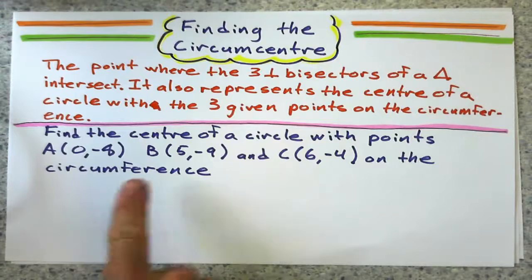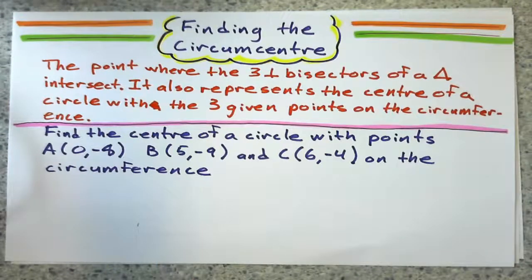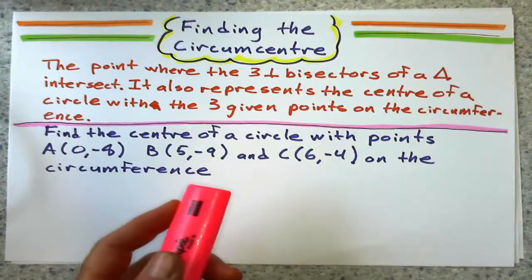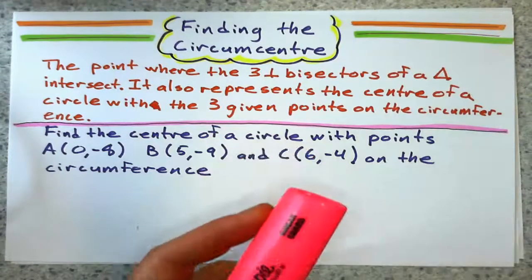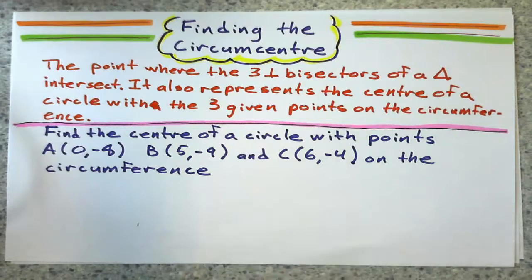Okay, so in this example, I don't even use the word circumcenter. I just say find the center of a circle with these 3 points on the circumference. And that center is the circumcenter where the perpendicular bisectors intersect. So where do we start?